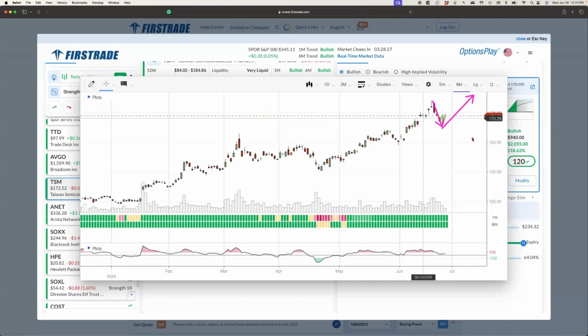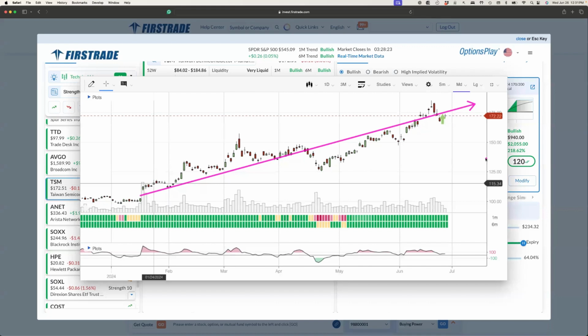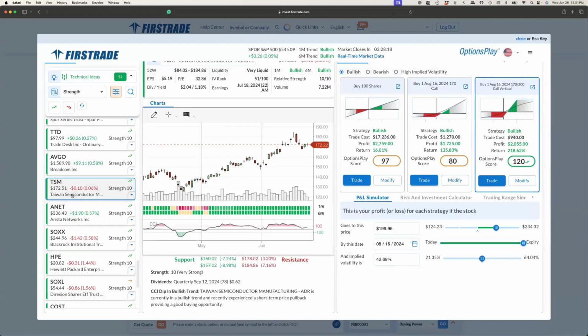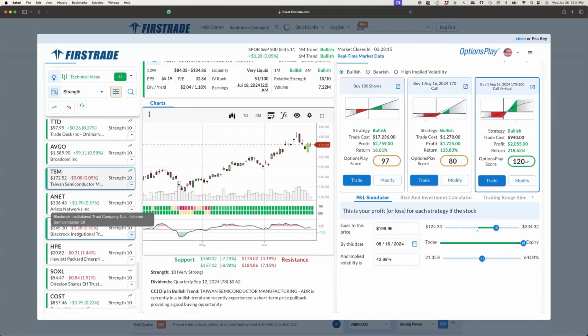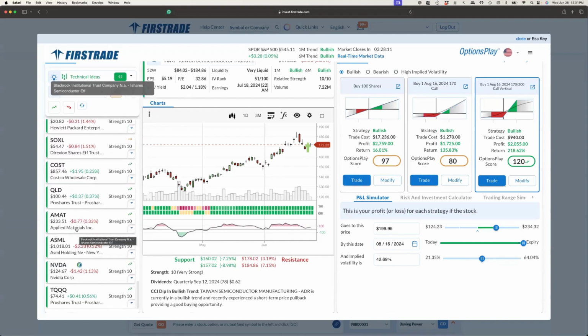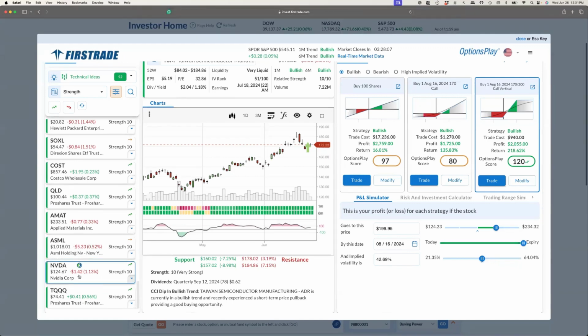And that is kind of that buying opportunity, right? A lot of these semiconductor stocks have been in a very strong bullish trend. And recently we've had a bit of a pullback here, which presents that buying opportunity, which is why today you see a lot of SOX, which is the semiconductor ETF. You have NVIDIA here, you have Applied Materials, ASML.